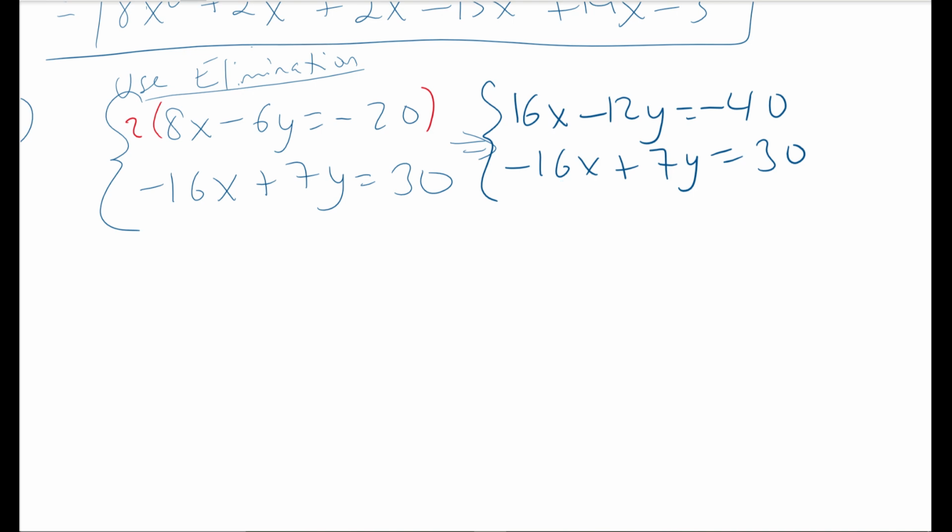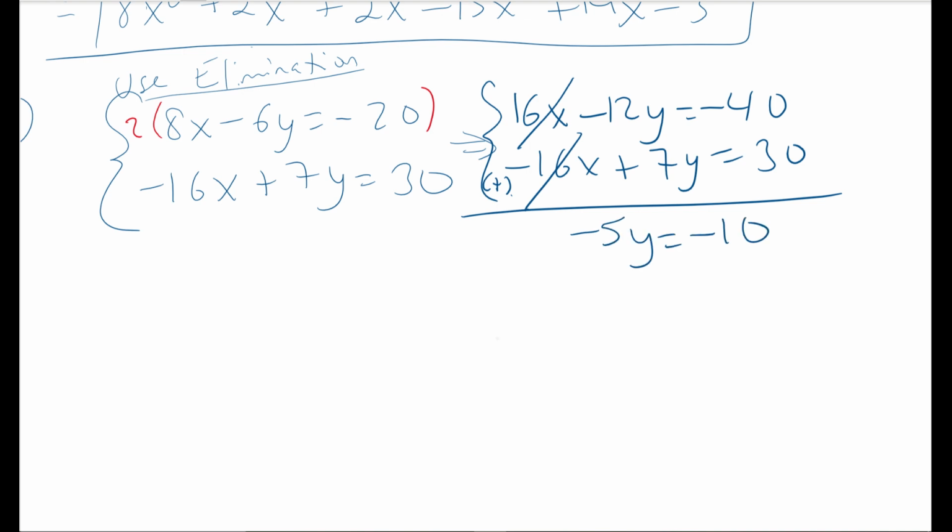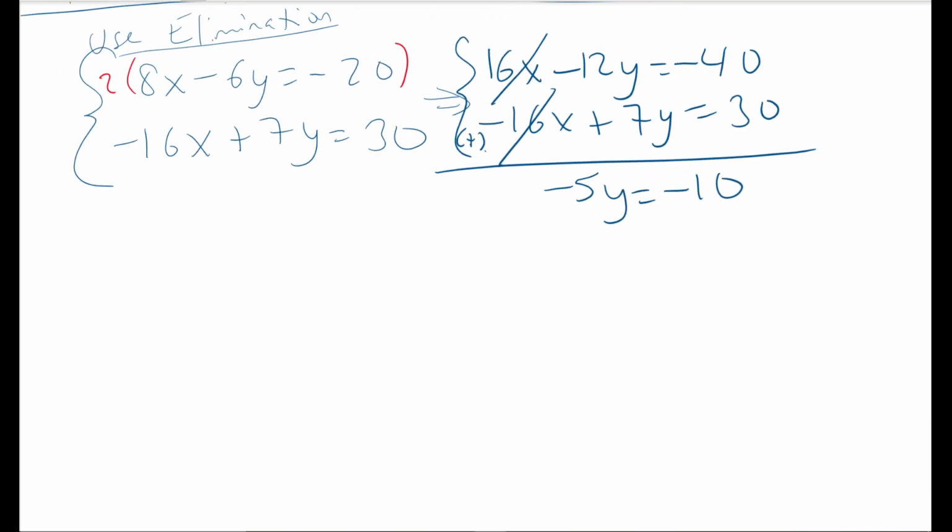So now we can either add or subtract to eliminate them. Now, I have to add here because if I subtract, I'm going to get positive 32 because 16 take away negative 16 is going to be 32. The goal here is to make it 0. So therefore, I am going to add the two things. 16 plus negative 16, that's 0. So this goes away. All right, so negative 12 plus 7 is negative 5y. Negative 40 plus 30 is negative 10. So now we have here a very basic equation. We can solve this by dividing by negative 5 to get our y. So y equals 2. Once you get one of the variables, remember to plug back in.